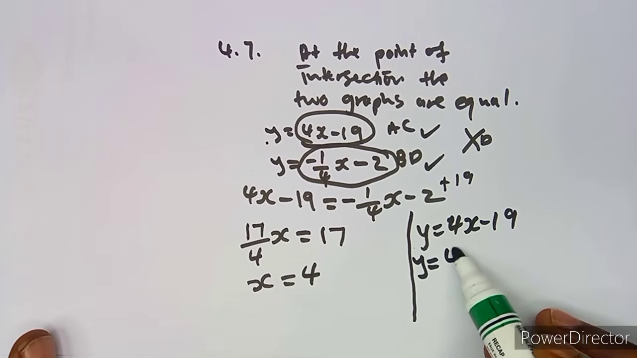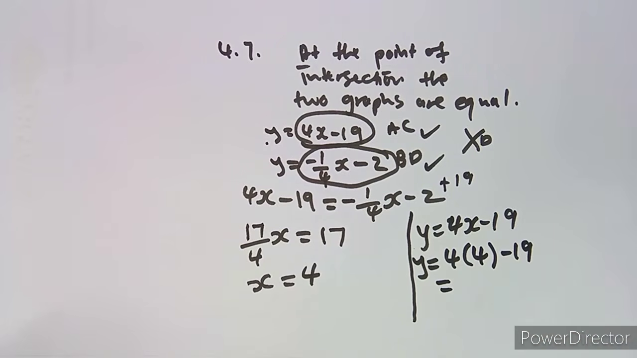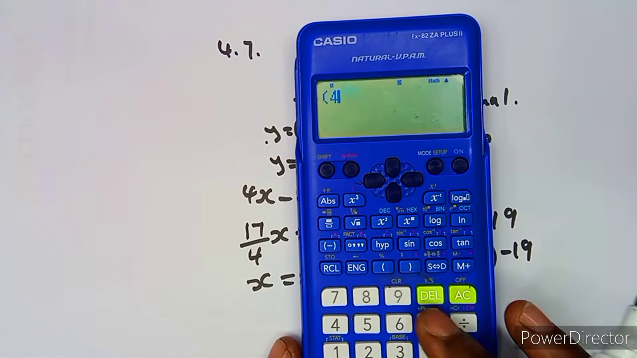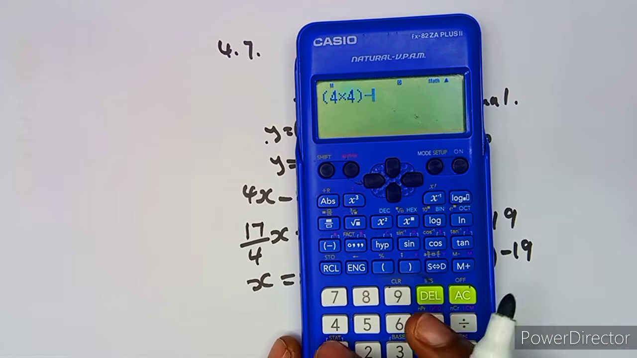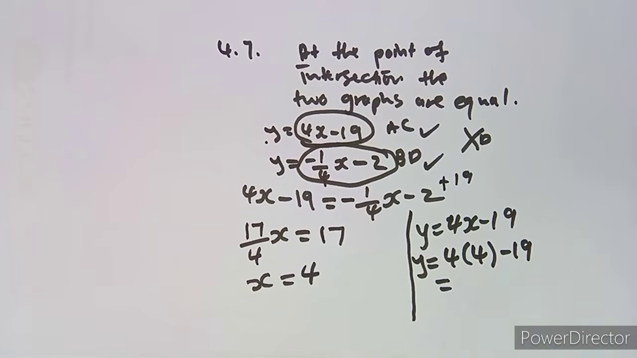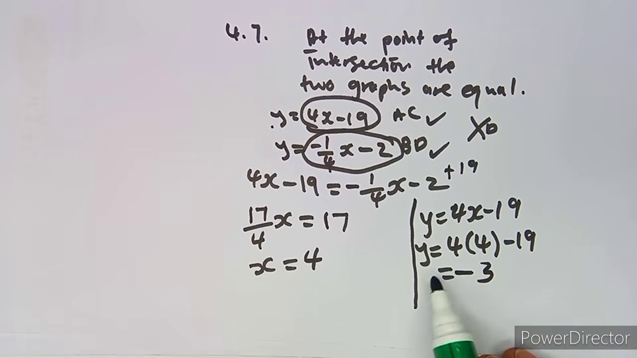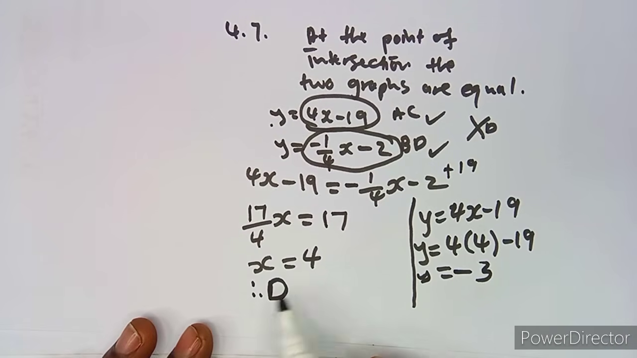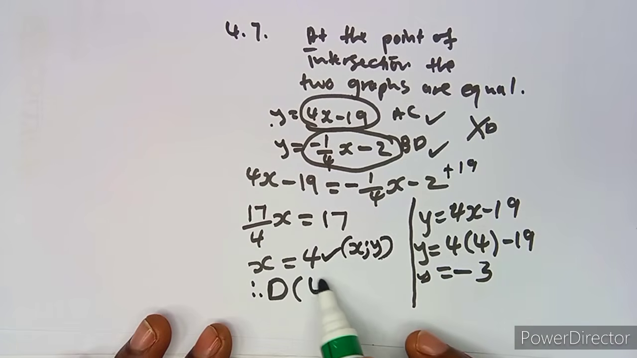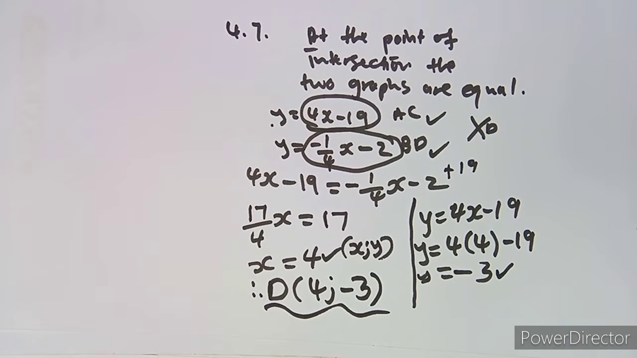So I'm going to choose the first one. It's 4 into x, which is 4, minus 19. You can just put this in brackets: 4 by 4 minus 19, which is going to give you negative 3. So that is the value of y at this point. Remember, what we are solving is the value of x and the value of y for the point D. A point is made up of x and y, so the value of x is 4 and the value of y is minus 3 at this point D.